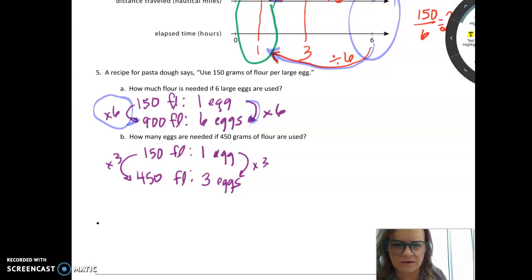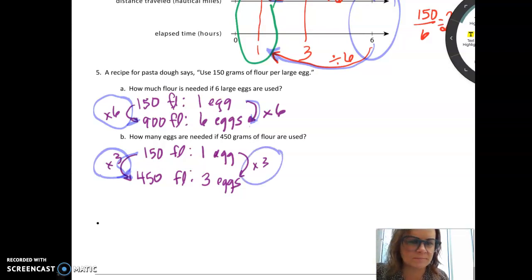And then how many eggs are needed for 450? So this time I know that to get to 450 from 150, I have to multiply by 3. So that's my factor I'm multiplying by. So 1 times 3 gives us 3.